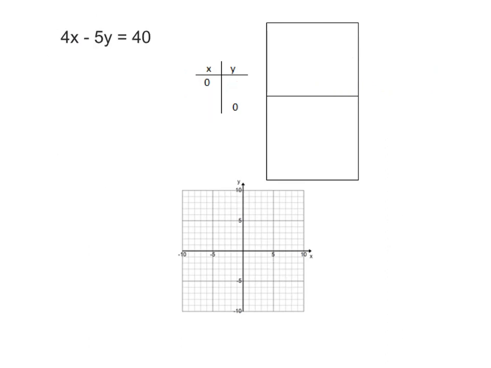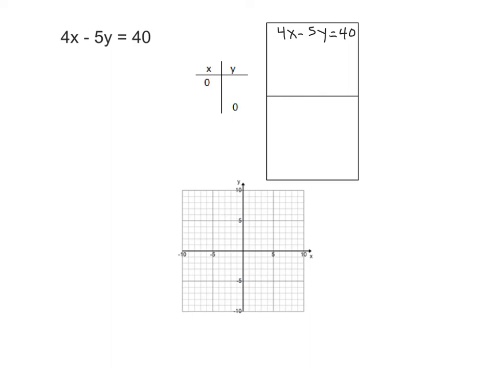All right, let's try just one more, and this one will be a little quicker, but we also have to make sure we're careful with the fact that this one has subtraction in there. All right, so we're going to put a 0 in for x to find our y-intercept. We're going to put a 0 in for y to find our x-intercept. All right, so here's our function. 4x minus 5y equals 40.